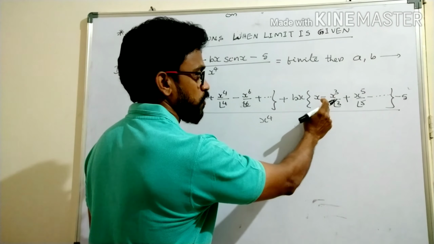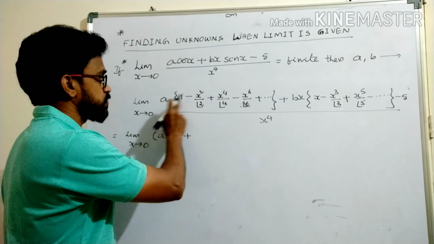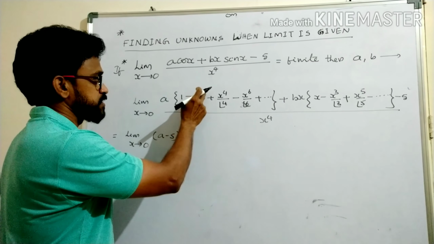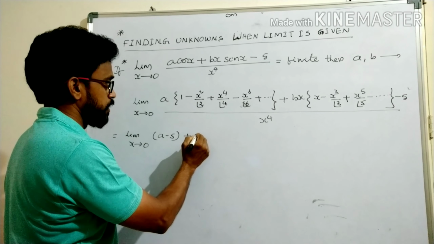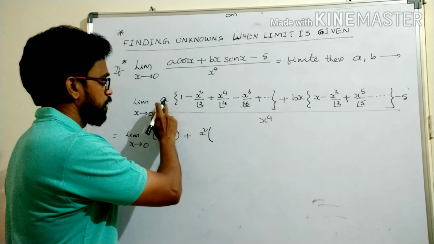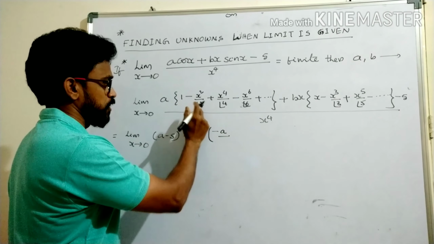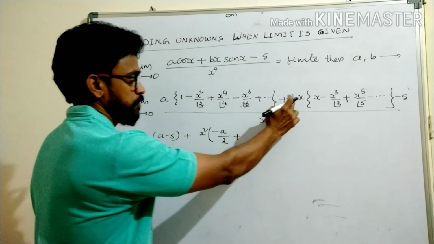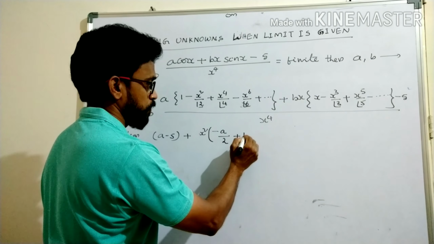Next, the x terms. Here x terms do not exist, and of course here also, because b x into x gives x square, then x power 4, x power 6 and so on. So no x term will exist. Next, the x square terms. Here x square means a into minus x square by factorial 2. That's why x square is a common element. Now minus a by 2 plus b x into x gives b x square, plus b. That's all.